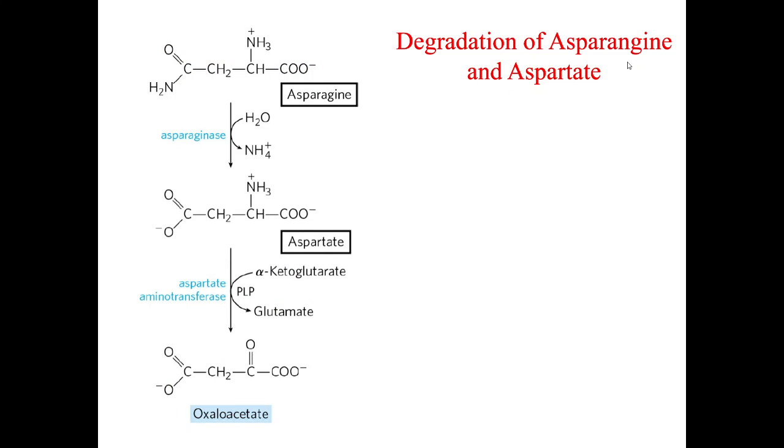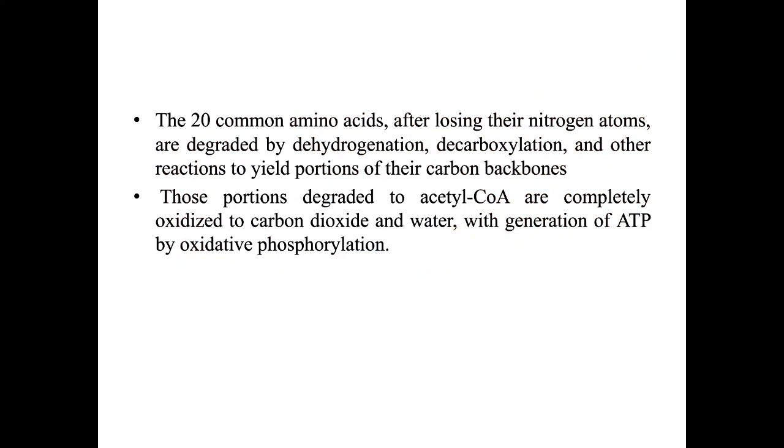Degradation of asparagine and aspartate. Just one amino acid as an example we are showing right now. With the help of asparaginase, ammonia gets removed during the hydrolysis reaction from asparagine. We get aspartate here. Aspartate aminotransferase converts it into oxaloacetate. The amino group is transferred to alpha-ketoglutarate, so we get glutamate and oxaloacetate here. This oxaloacetate can enter the TCA cycle.